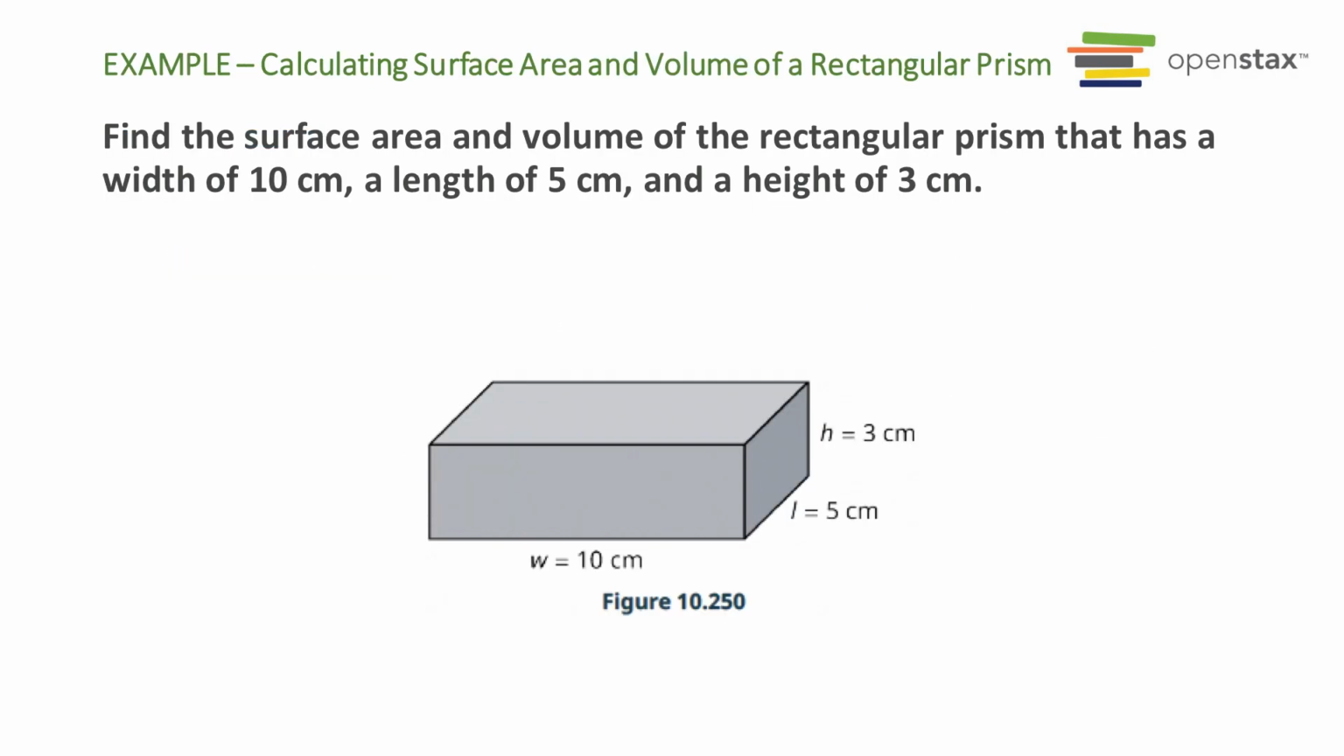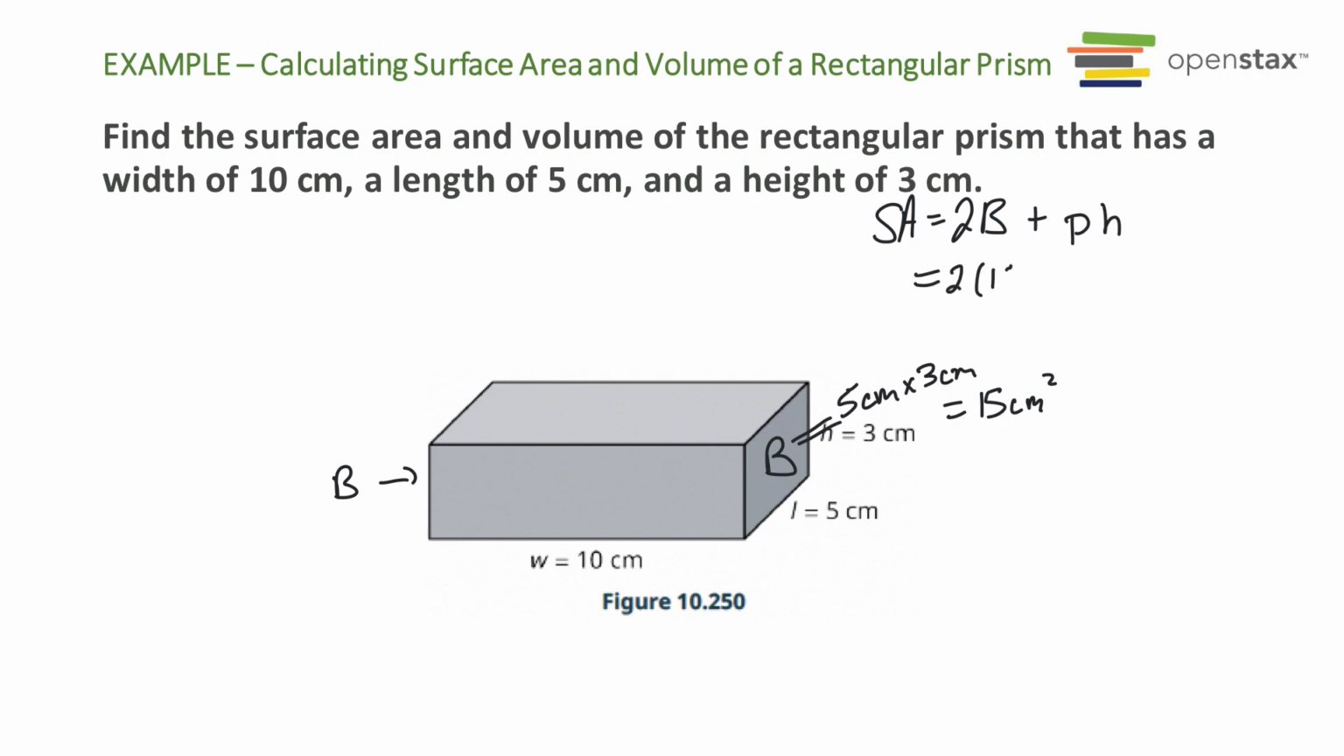So let's do an example. Let's find the surface area and volume of a rectangular prism. These are probably some of the easiest to do. So let's start with the surface area. So we've got big B here, and we've got another copy of big B there. So big B is going to be 5 centimeters times 3 centimeters. So that's going to be 15 centimeters squared. So 2 big B, I'm going to write the formula, plus perimeter times height. So that's going to be 2 times 15 centimeters squared.